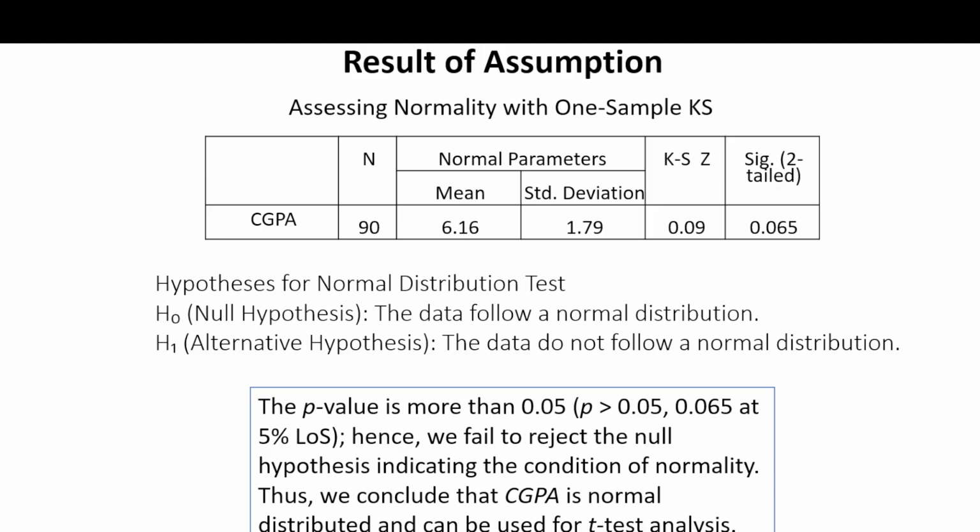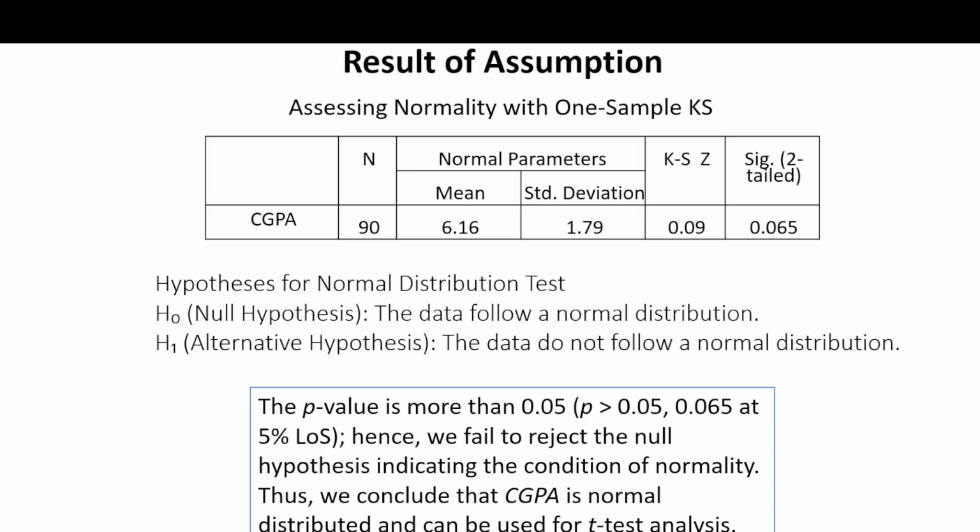So in our case, in the normality check, the p-value is 0.065. We designed the null hypothesis as the data follows a normal distribution, and the alternative hypothesis as the data do not follow a normal distribution. The p-value is more than 0.05, that is 0.065, at the 5% level of significance. Hence, we fail to reject the null hypothesis, indicating the condition of normality. Thus, we conclude that CGPA is normally distributed and can be used for t-test analysis.